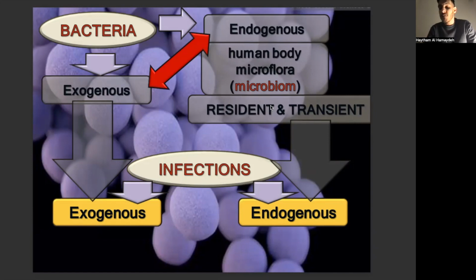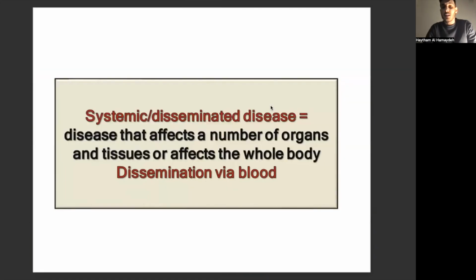If they infect you and get into the blood, around the circulatory system, they can cause diseases that are categorized as endogenous diseases or infections. Systemic dissemination disease just means that the disease can go to different organs. Dissemination is just the spread of the disease, and it happens by the blood.